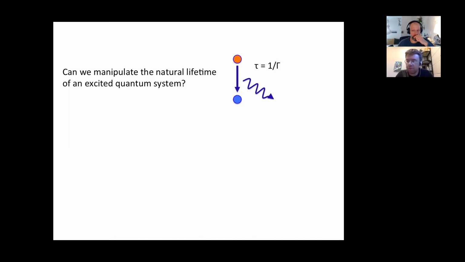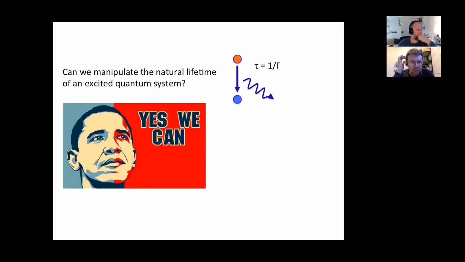Well, it didn't take Obama's campaign to come to the conclusion that yes, we can really manipulate that lifetime. Question is how.